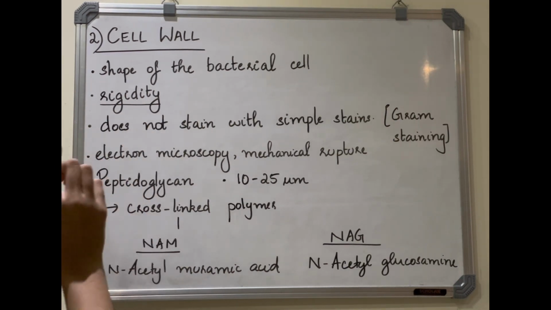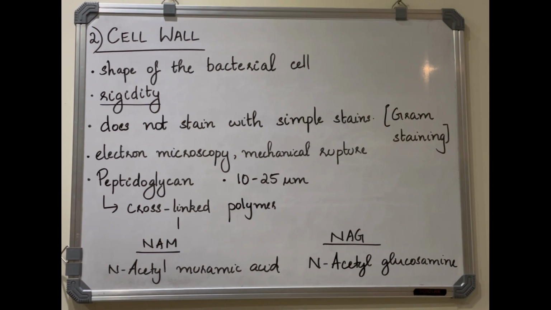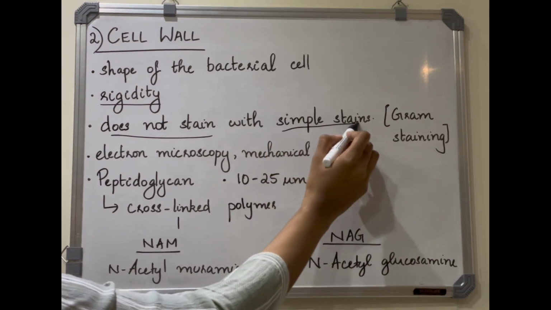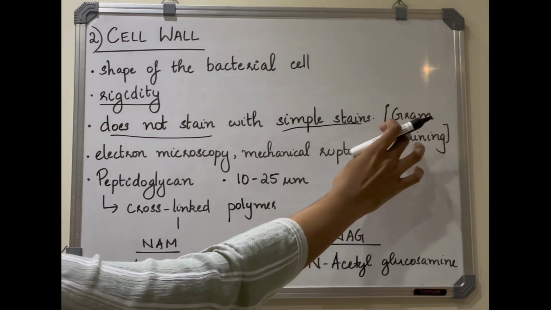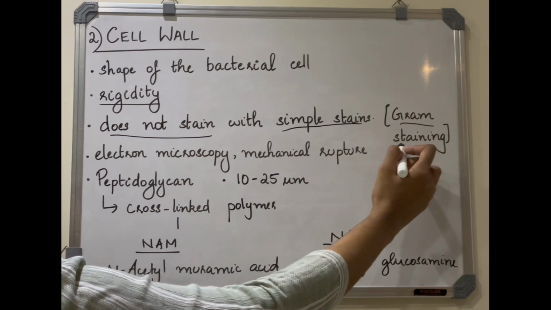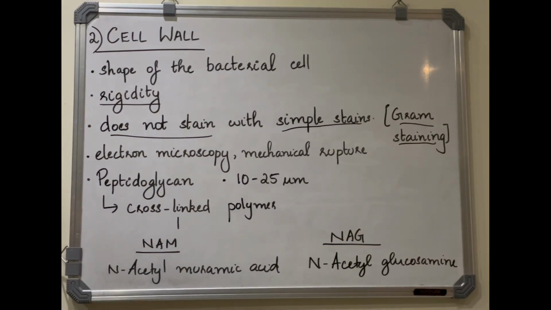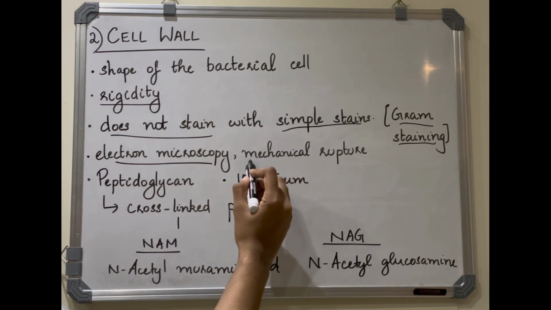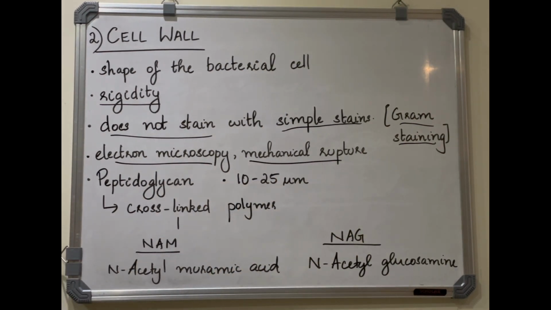The cell wall cannot be seen by light microscopy, and it also does not stain with simple stains. Now, what is Gram staining? Gram staining is the procedure that is used to differentiate bacteria based on their cell wall constituents. We can demonstrate a cell wall only by electron microscopy or mechanical rupture of that cell.